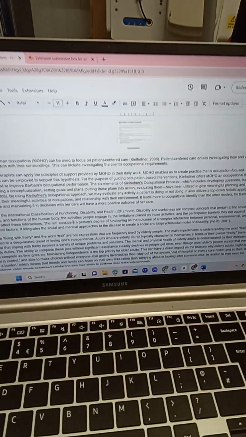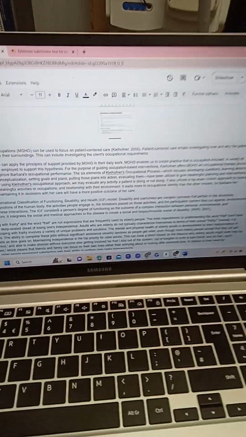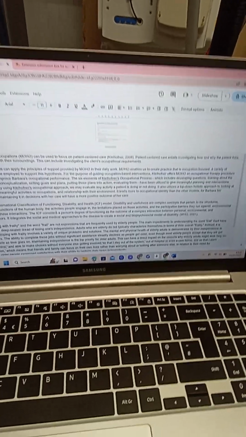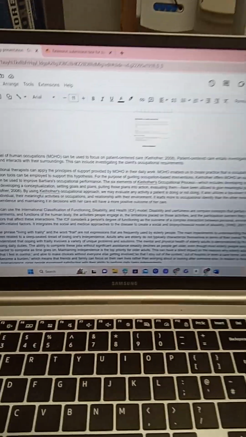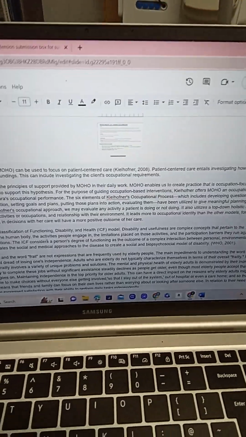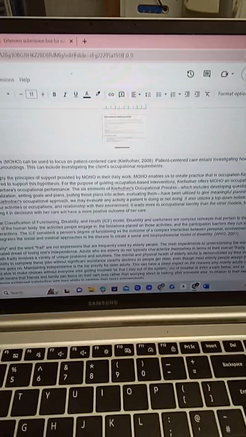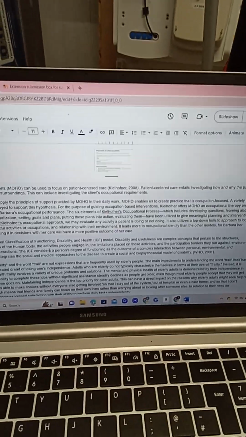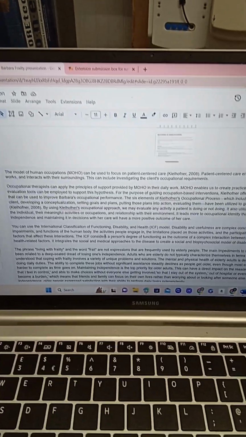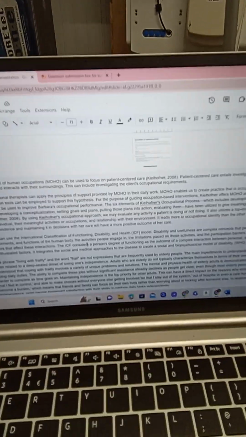Along with this, I'm going to use Kielhofner's six steps of reasoning, or six elements of the occupational process. This includes developing questions, learning about the client, developing a conceptualization, setting goals and plans, and putting those plans into action. These have been utilised to give meaningful planning and interventions.